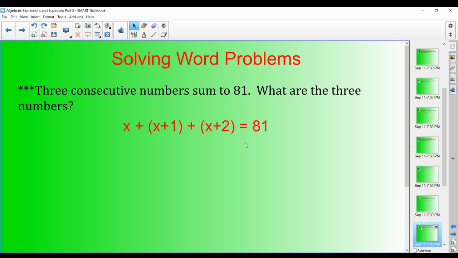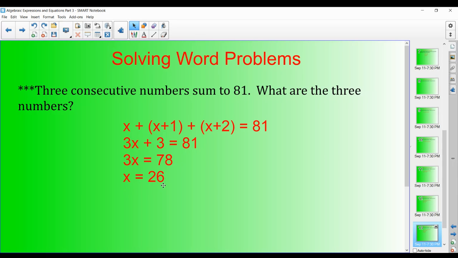Now I'm going to take the steps I need to solve this. So x plus x plus x gets me 3x, and then plus 1 plus 2 is plus 3, so I combine like terms. The parentheses here were not very necessary. I can subtract 3 from both sides, which I did. Then I can divide both sides by 3 and get x equals 26.